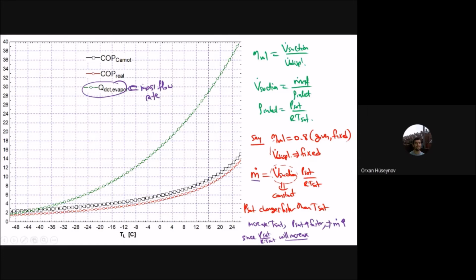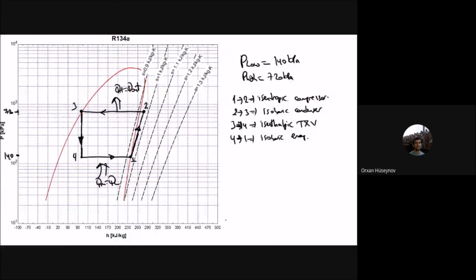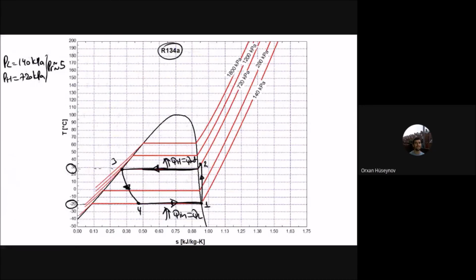Okay, this is the first part, and here I've written this one as TL, because if I go back to the chart here, T1 saturation is the same as T4. So this is the first, low temperature part. T1 is the same as T4, and that is TL. Similarly here, T3 is T high. This one is the high temperature, which is 30 degrees Celsius, and this one is negative 20 degrees Celsius. Okay.